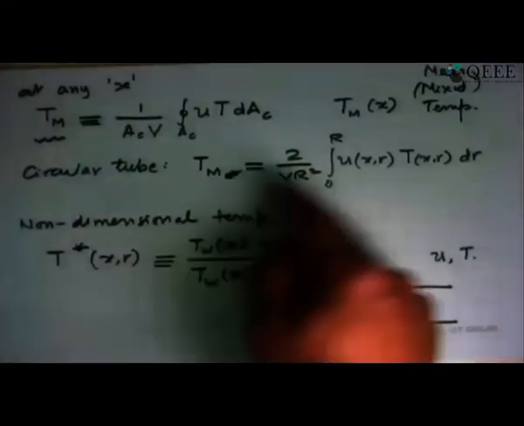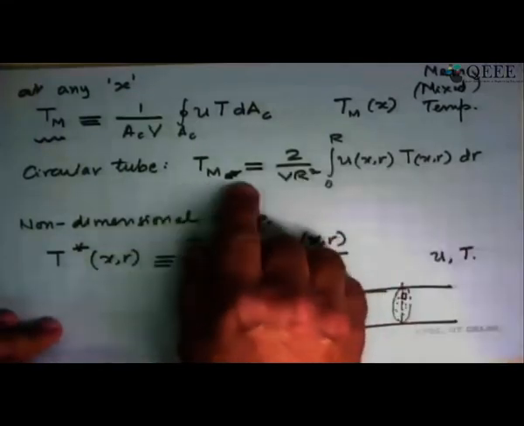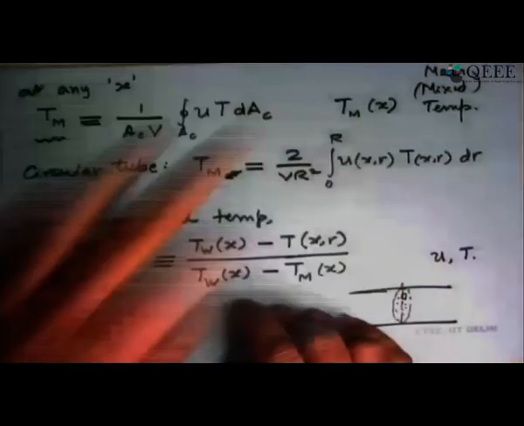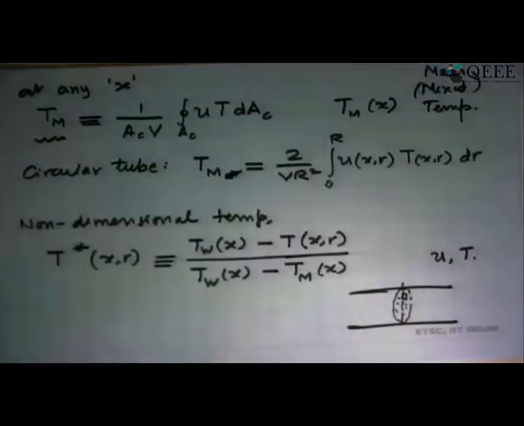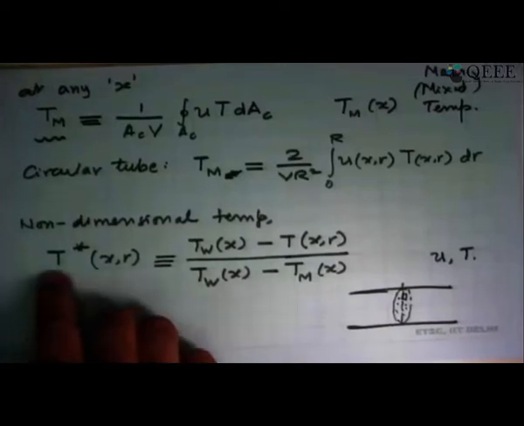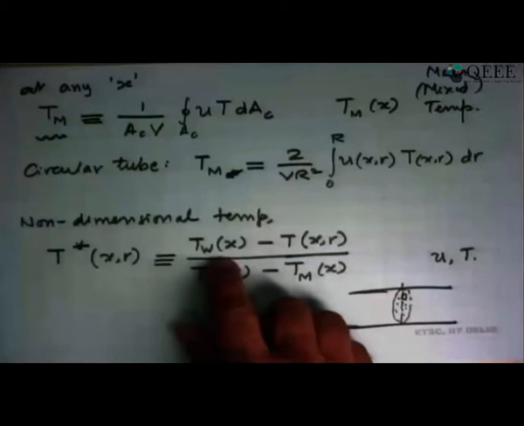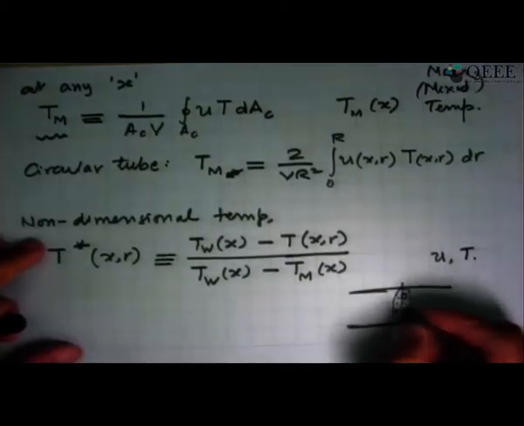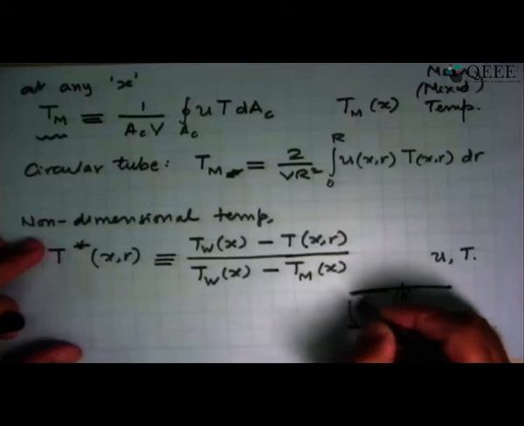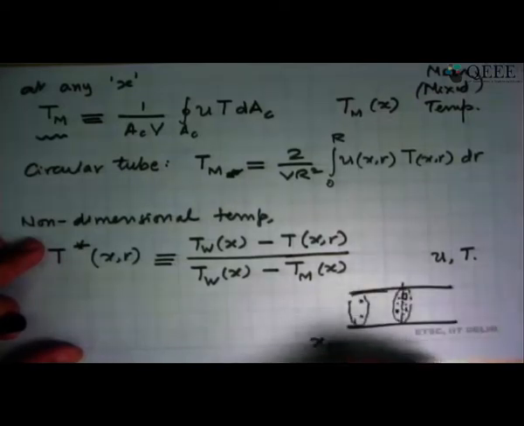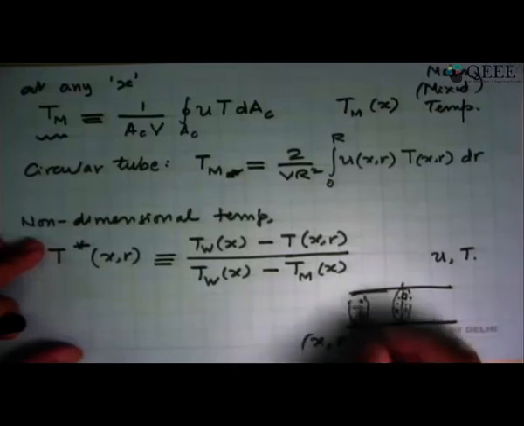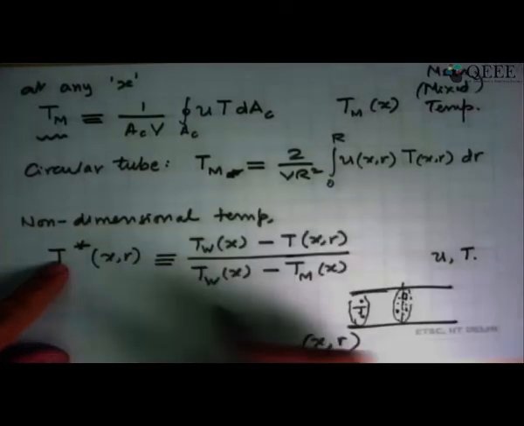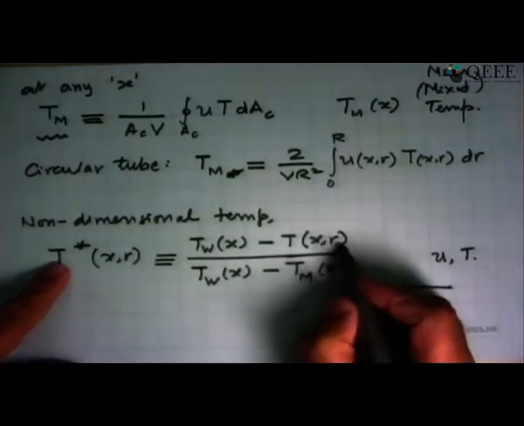And for a circular tube, we can express it in terms of r, that the mean temperature at any x is 2 upon V into R squared, integral 0 to R, U(x,r) T(x,r) r dr. It's the same thing expressed for a circular tube. And now we define a non-dimensional temperature, T*(x,r), defined as the wall temperature minus the temperature at that x and r location. That means at any point in this tube or duct, with coordinates x from the entrance point and r the radial coordinate, we convert the temperature at this point into a non-dimensional temperature by saying this is Tw at that point minus T(x,r), upon Tw(x) minus Tm(x).